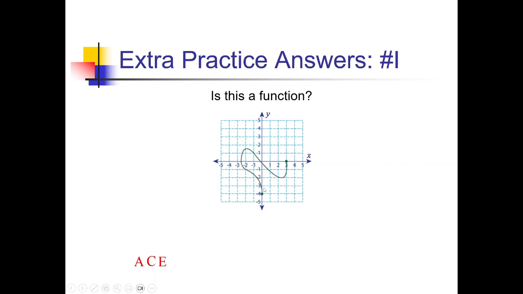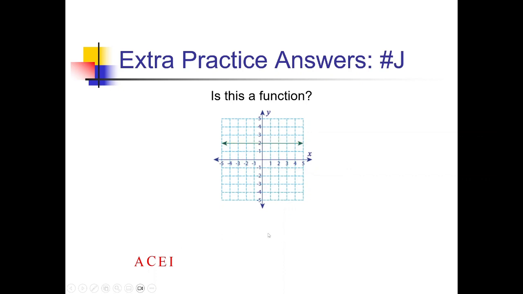For question I, there's a few spots here where I can draw a vertical line that will touch twice, like right over here on this part of the graph. So that means this is not a function, and we record the letter I. Got lots of vowels going on right now. For question J, ironically, we have a horizontal line which will pass the vertical line test. Can't draw a vertical line that touches twice. So this is a function.